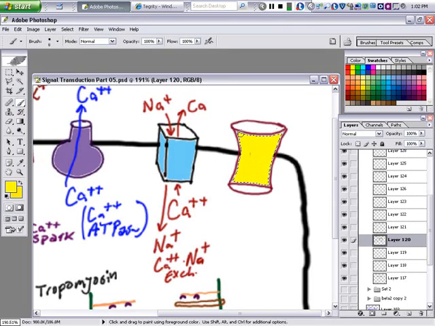This last protein is going to get everything back to normal. What it's going to do is take the sodium and push the sodium outside, and it's going to take the potassium and bring the potassium back inside. Now we're back to the beginning. We're back to our normal situation.